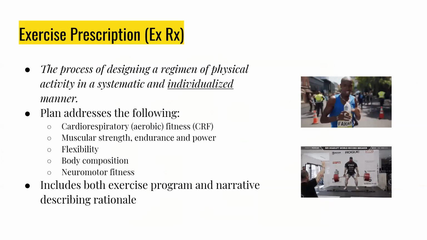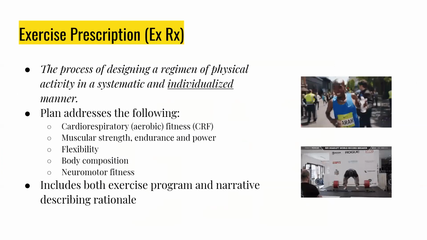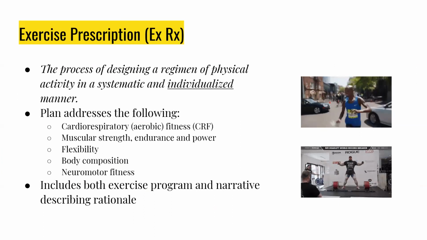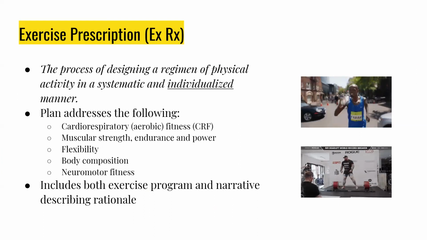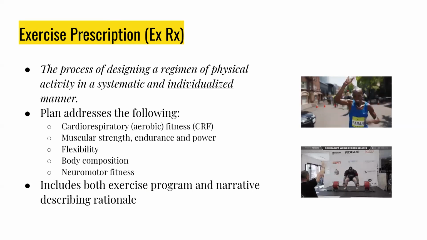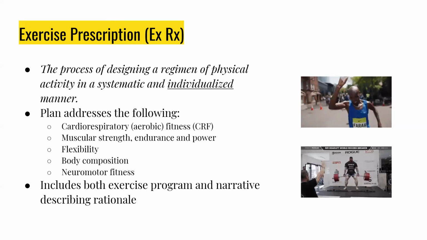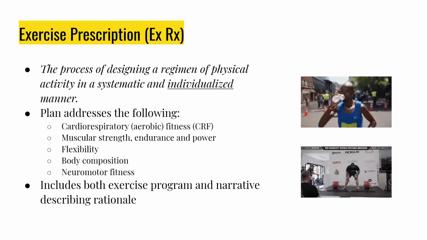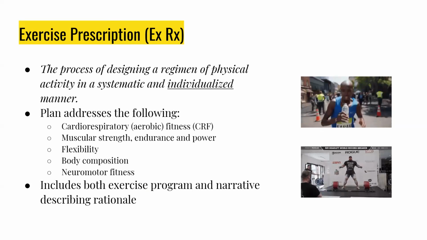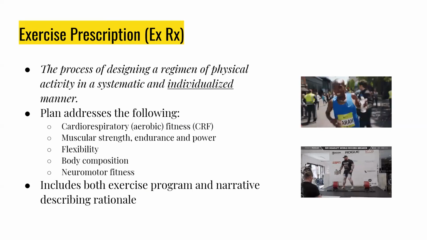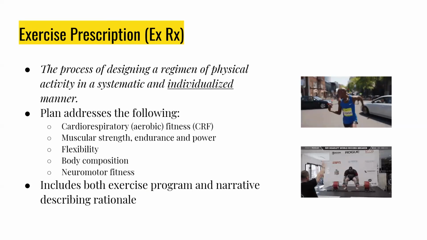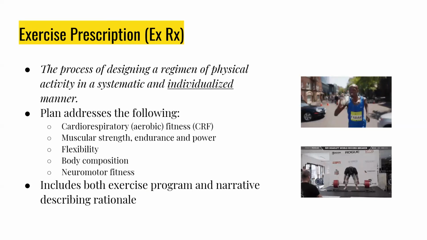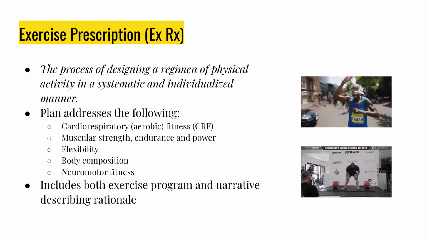So this is an overview of what we learned last week. Exercise prescription is the process of designing a regimen of physical activity in a systematic and individualized manner. So the plan ideally should follow all the following, right? Cardiovascular fitness, muscular fitness, flexibility, neuromotor fitness, and body composition. And for your final lab project, because it's fairly short, we're only going to be focusing on three: cardiovascular fitness, muscular fitness, and body composition. But ideally, for all your clients, you want to include all those parameters.